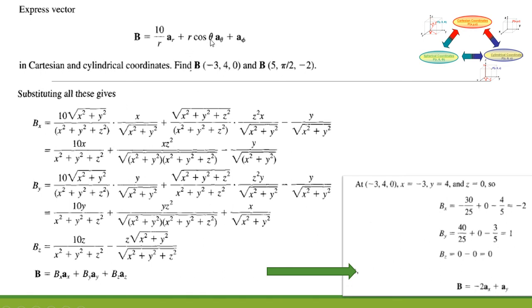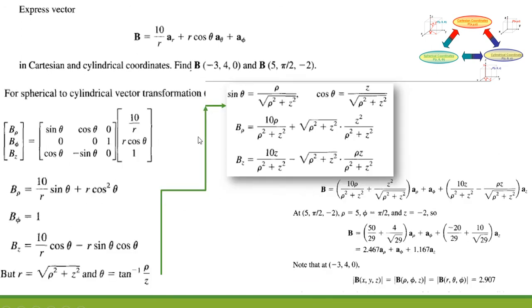That's how we have transformed the spherical coordinate vector to a Cartesian coordinate vector. We can similarly do it for spherical to cylindrical. Here there is another formula, you can go through it. Just study this manipulating equation, substitute this one, then multiply these two matrices. We get the first row as sin theta into 10 by r plus cos theta into r cos theta plus 0. Likewise we get B rho, B phi and Bz.